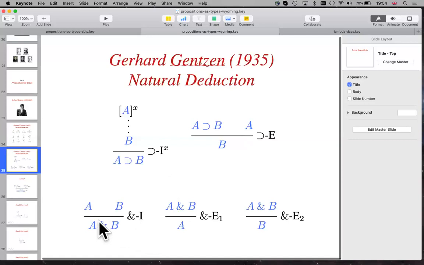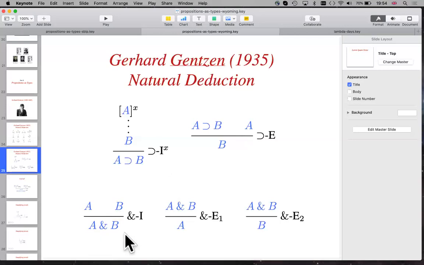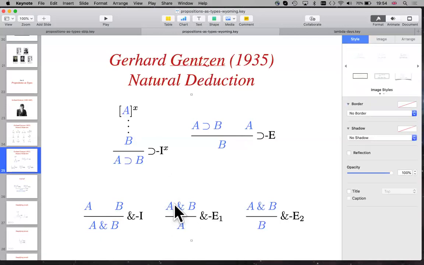And then here again, right? So if I've proved A and I've proved B, then I know A and B. What can I do with that? Well, I originally had proofs of A and B, right? So if I know A and B is true, I can extract from it A, or I can extract from it B.